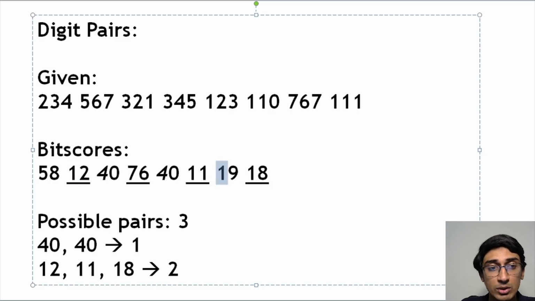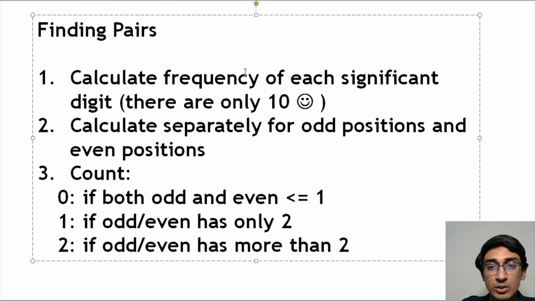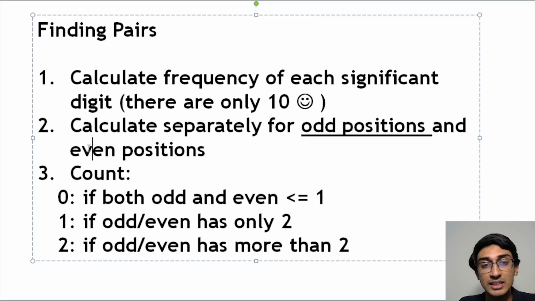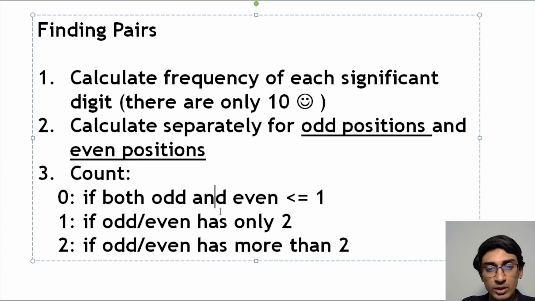So that is what I'm going to calculate for 1, which means I will calculate the frequency of each significant digit, and I will calculate separately for the odd positions and separately for the even positions. This is what will allow us to actually count the pairs properly. The counting algorithm, I'll come to it in just a bit.